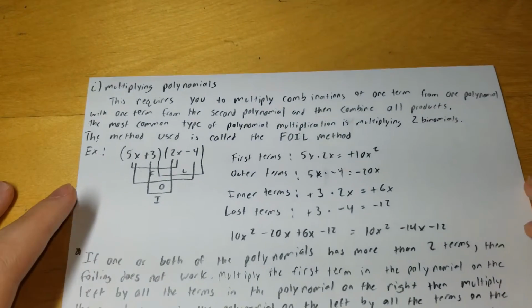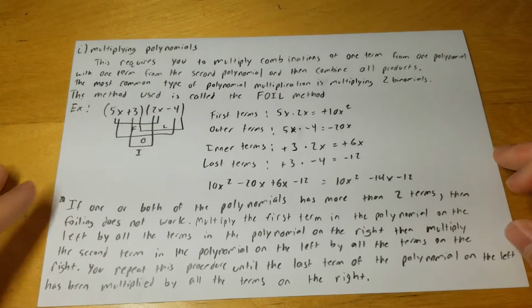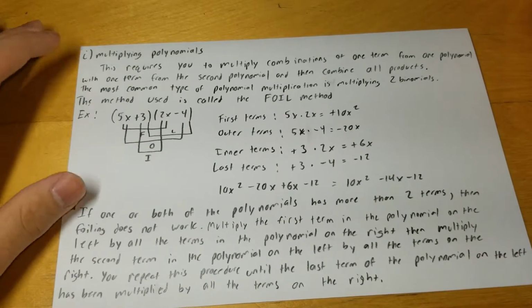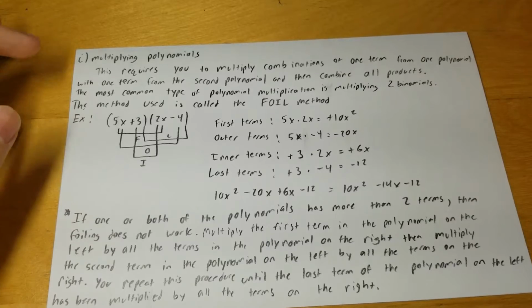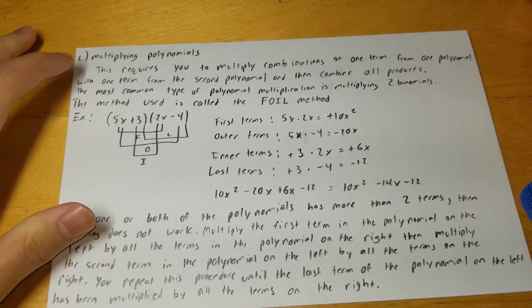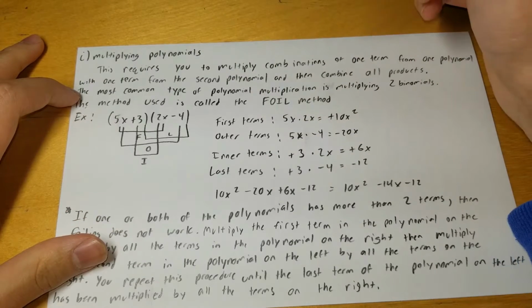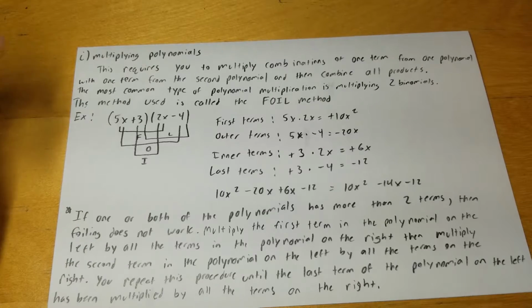Okay, multiplying polynomials. This is a bit of a longer subtopic, I guess, and it's pretty simple. In order to multiply polynomials, you multiply combinations of one term from one polynomial with one term from the second polynomial, and then combine all the products of them. The most common type of polynomial multiplication is called multiplying two binomials. The method used to solve this problem is called the FOIL method.